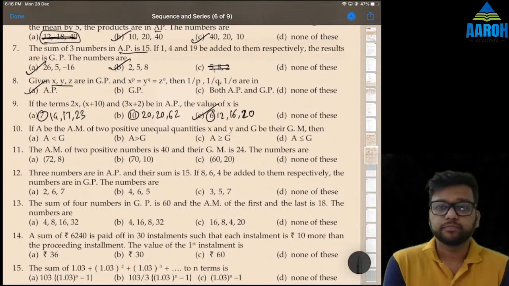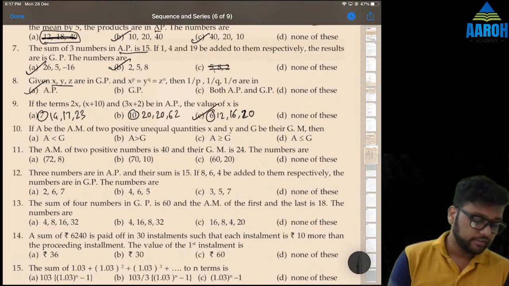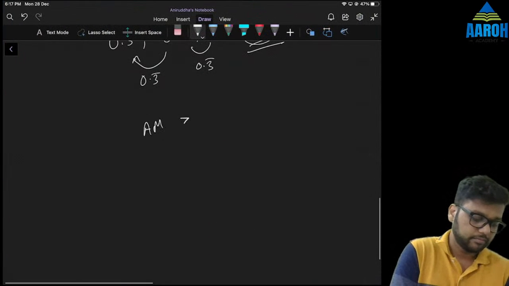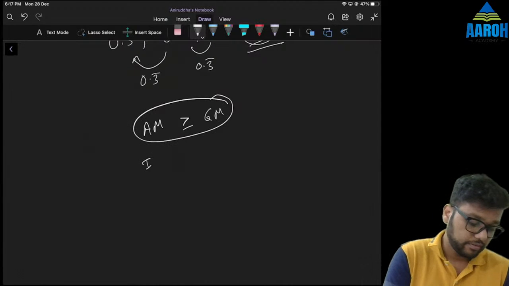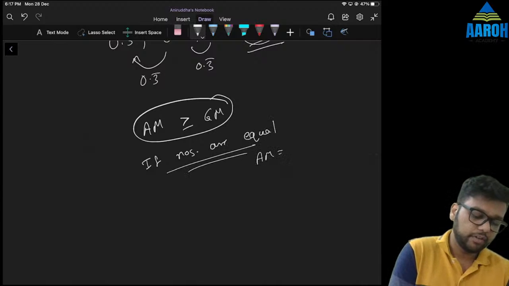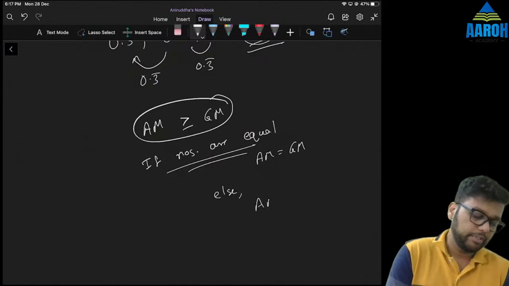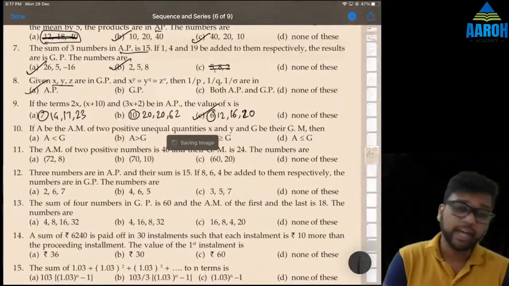C, correct. For 10th, you should know the property that AM is always greater than or equal to GM. If numbers are equal, then AM is equal to GM. Else, AM is greater than GM. Okay. So the question is direct question.